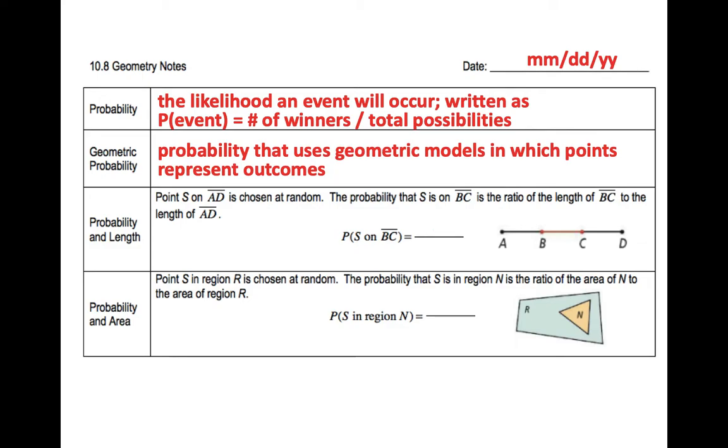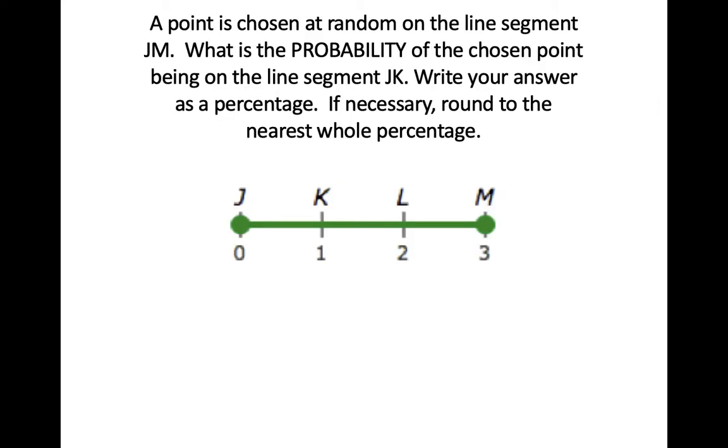So, for example, if I tell you that point S is on this line AD and it's chosen at random, the probability that that random point S is on BC is the ratio of the length BC to the length of AD. In other words, the probability that S is on BC equals the number of winners, the points on BC, versus the total number of possibilities, which is the points on AD. So let's do some examples of that.